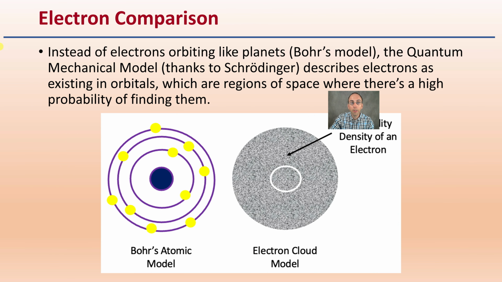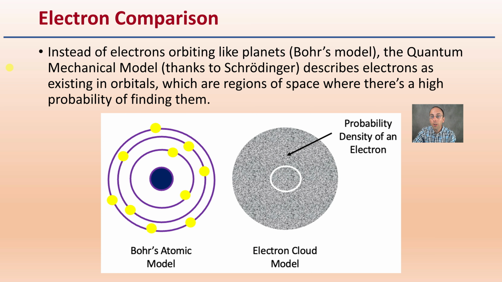So for the electron comparison, instead of electrons orbiting like planets, as in the Niels Bohr model, the quantum mechanical model, thanks to Schrödinger, describes electrons as existing in what we call orbitals. They exist in an orbital space where there is a high probability of finding them. So you went from a planetary, ringed model to more of an electron cloud, if you will, with increasing density where you're more likely to find an electron.